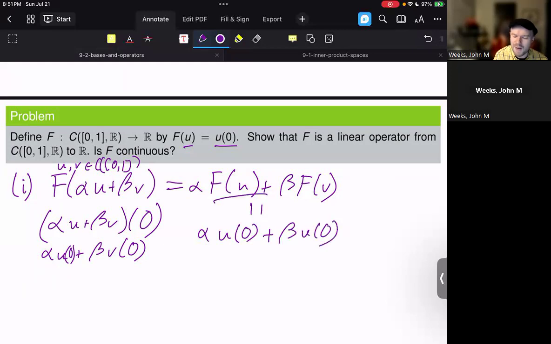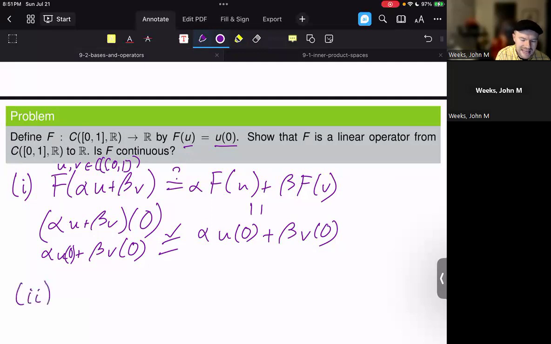Just plugging in what we know f of u and f of v to be defined to be, which is u of 0 and v of 0 respectively, that gets us the exact same thing on both sides. So we're good to go. So yes, this is a linear operator, and we can show it just using this one step.